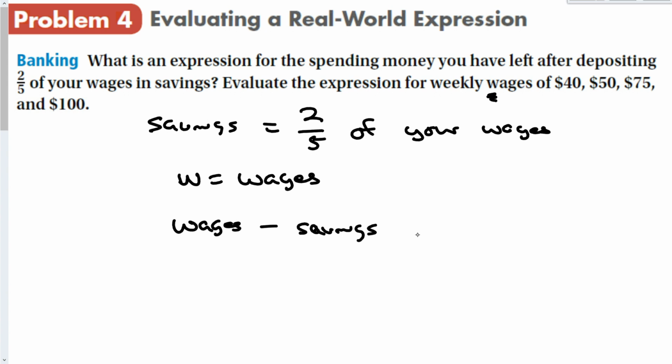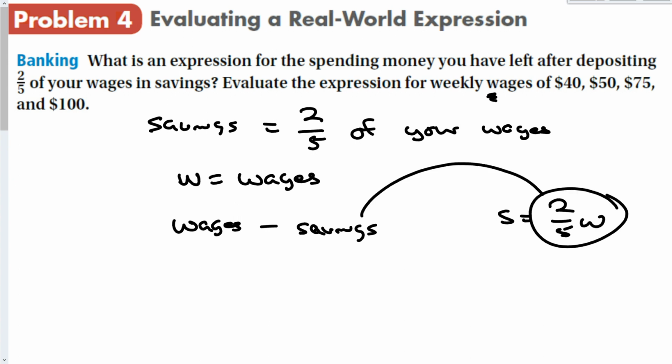And so my savings is going to be 2/5 times W. So I can take that expression and plug it into there. My algebraic expression is going to look like W minus 2/5 times W. And that's kind of the hardest part of this problem.